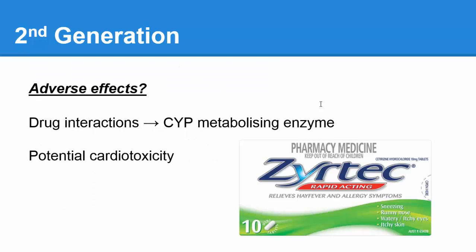Although this is the case, H1 second generations still trigger side effects. Due to the nature of the drug, it is metabolized in the liver by the cytochrome P450 enzyme. This can be problematic if a patient already taking another medication that is broken down by the same enzyme, or if taken in excess. This then results in more antihistamine being present in the body and for longer, leading to potential cardiotoxicity.